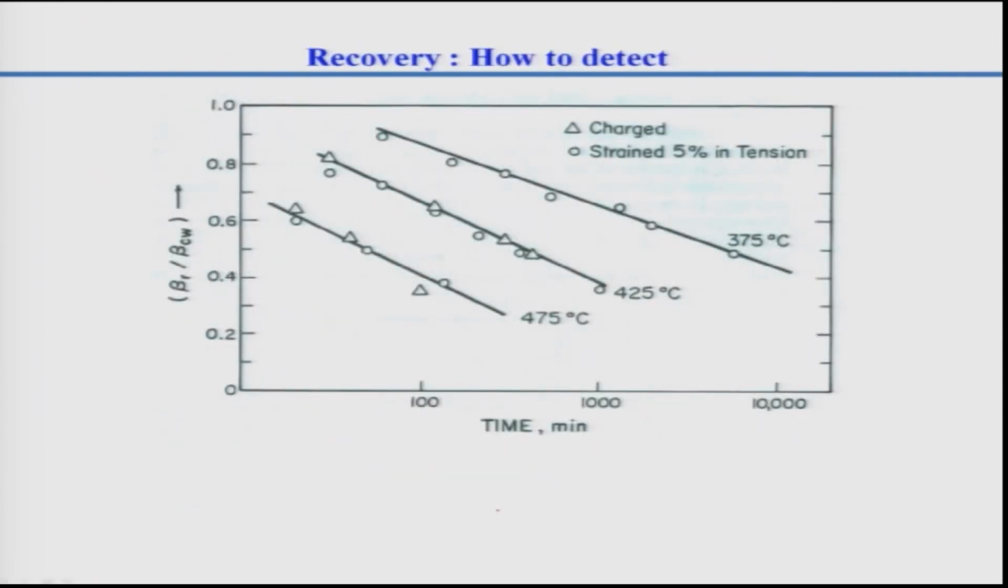Now how can we measure it? We can measure it using X-ray diffraction basically. This is for an annealed sample at different temperatures, 375 to 475 degrees Celsius, at different time scales up to about 10,000 minutes. What is plotted here is basically the ratio of the FWHM, or full width half maxima, for the two materials, one annealed and another cold worked. So this ratio is plotted.